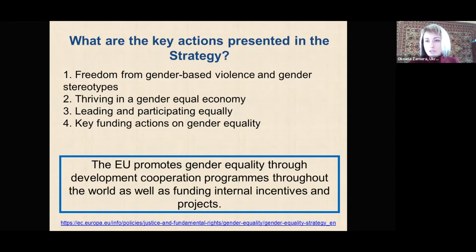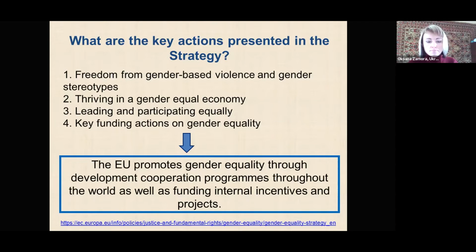The European Union promotes gender equality through development cooperation programs based on the strategies throughout the world, as well as funding internal initiatives and projects. The project in which we are participating now is one of the examples when the European Union, through different programs, funds initiatives and projects which are supporting arts. And we will talk later about how you can be involved in this as artists.